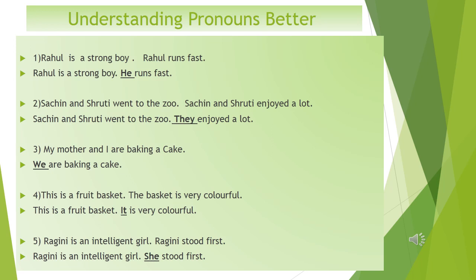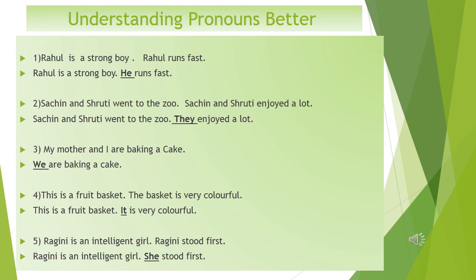Last sentence is, Ragini is an intelligent girl. Who are we talking of? We are talking of Ragini. She is an intelligent girl. Ragini stood first. Now, when you are telling everybody about Ragini, everybody knows that you are talking of Ragini.